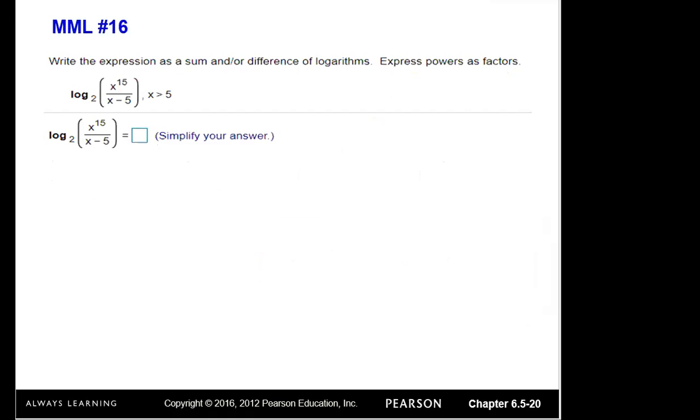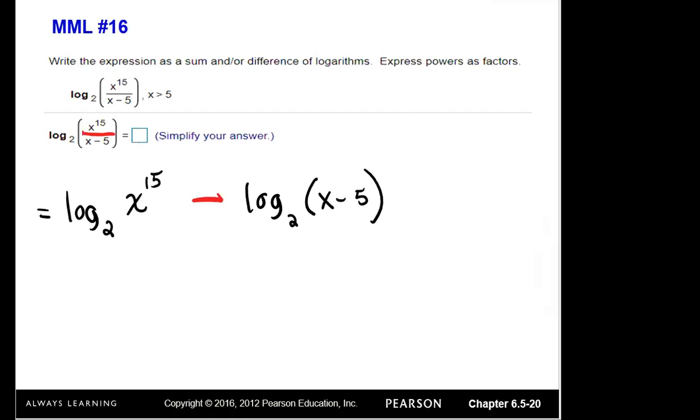All right, 16. Write the expression as a sum and so on. Same as before. Okay, this one, I need my red pen. You've got division here, so this is going to equal the log base 2 of the numerator, which is x to the 15th, and then minus the log base 2. Now, since your denominator is a binomial, it must go inside of parentheses.